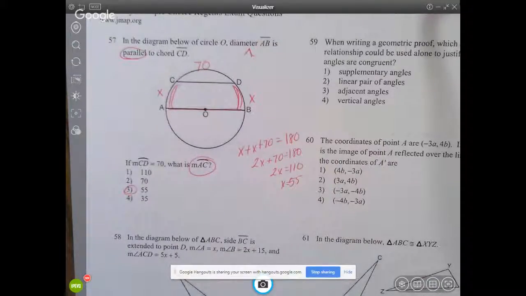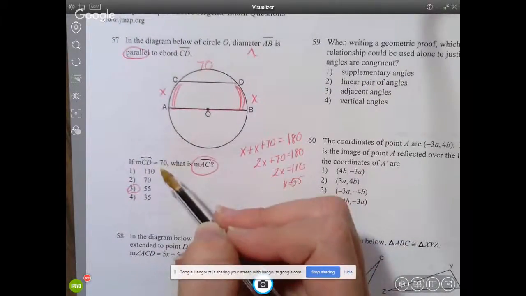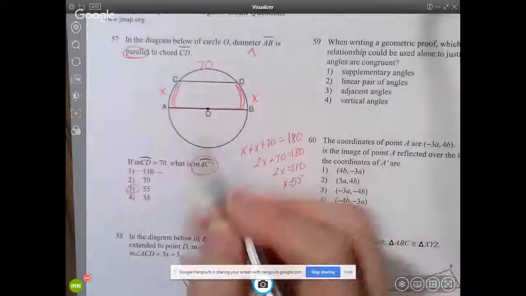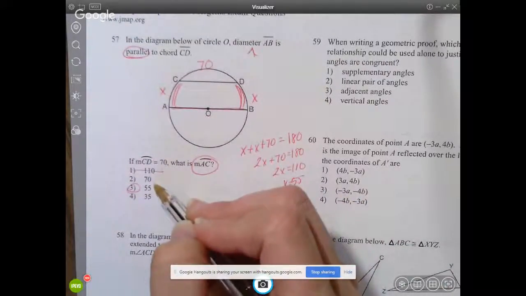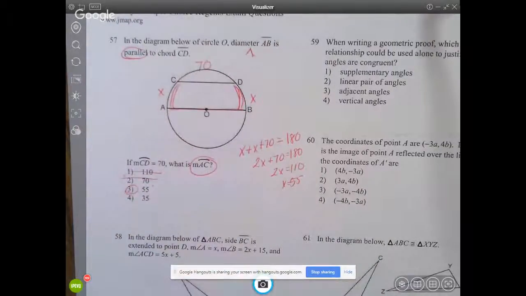Now, the other thing you could have done is trial and error. Well, 110 plus 110, that's 220, which is more than 180. So it's not 1. 70 plus 70 plus 70 is 210, so it's not 2. So you could also have done process of elimination.